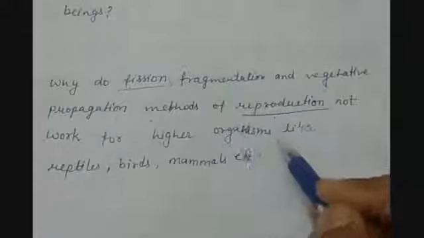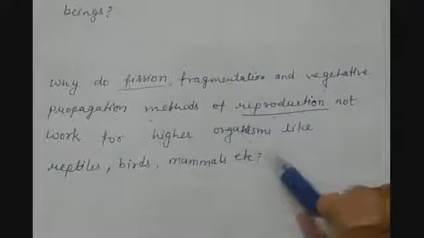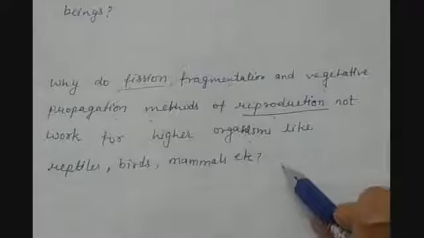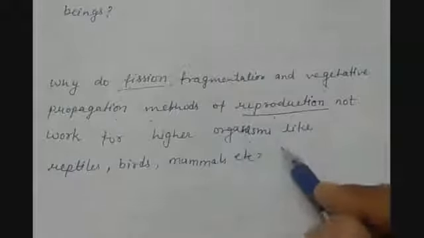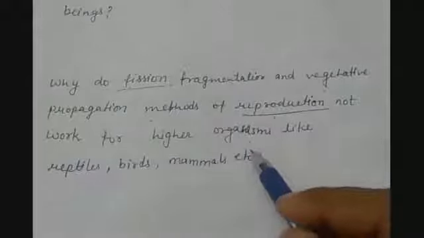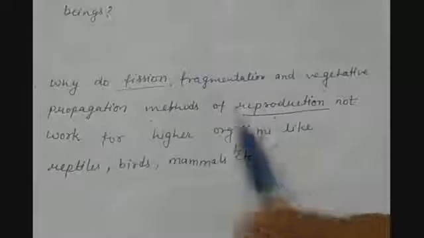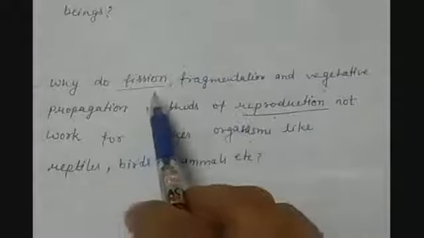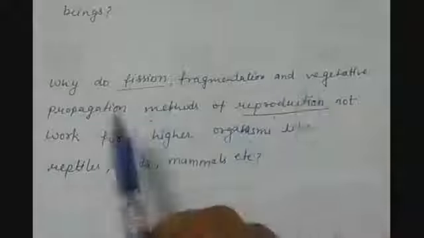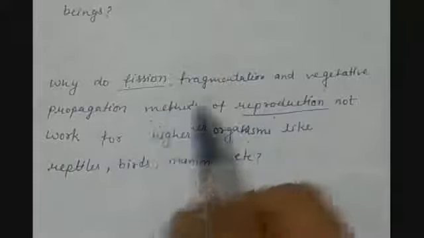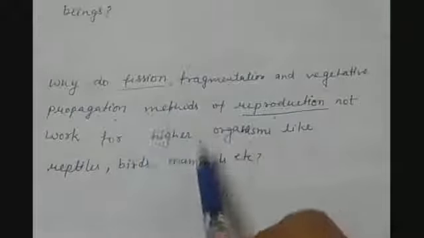But here in the higher organisms, the specific group of cells or the reproduction system of the organisms cannot follow the processes of fission, fragmentation and vegetative propagation, and that is why these methods cannot work for higher organisms.